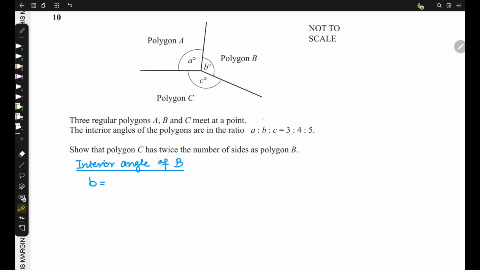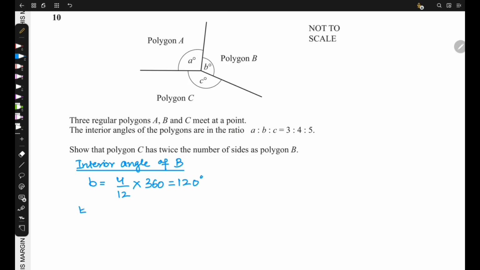The ratio of B is 4, that is 4 out of the total ratios, 3 plus 4 plus 5, that is 12, times the angle at this point. The angle at this point is 360, because this 360 is distributed in 3 different ratios, right? Multiply by 360. So the interior angle of B is 120 degrees.